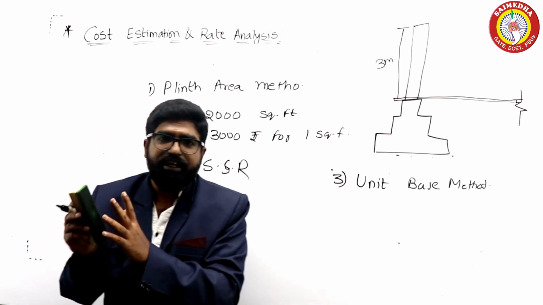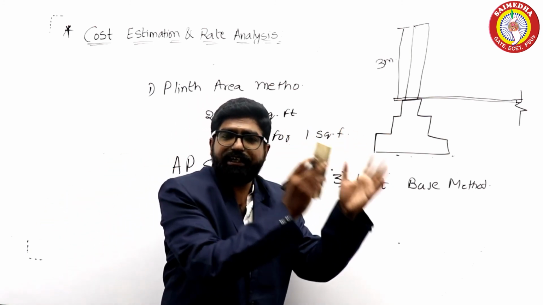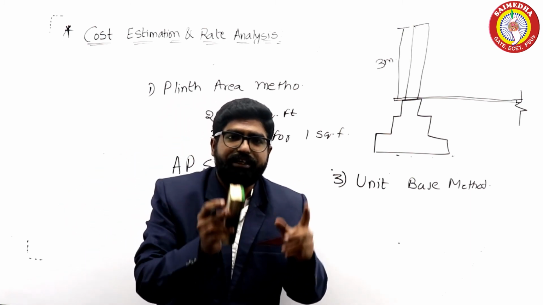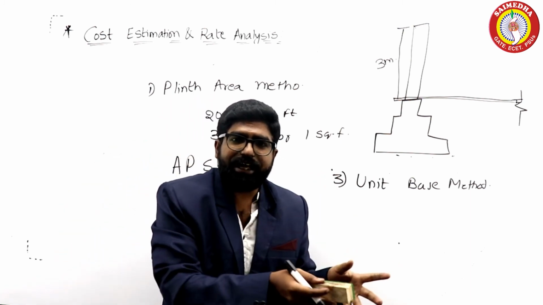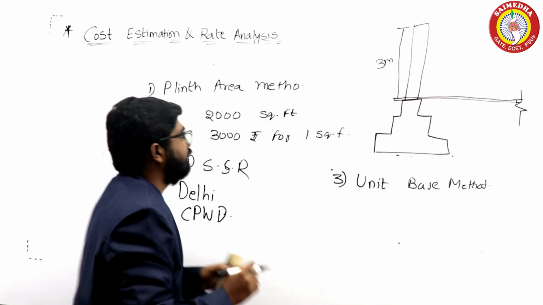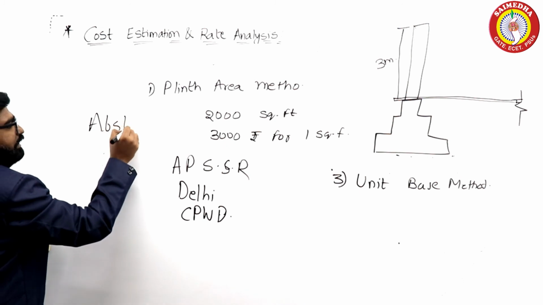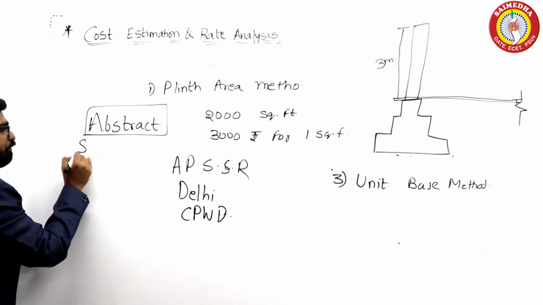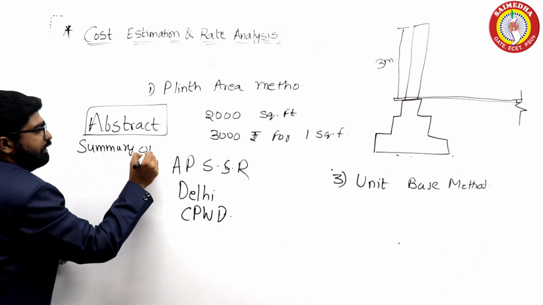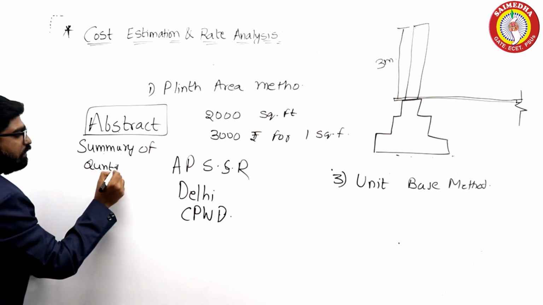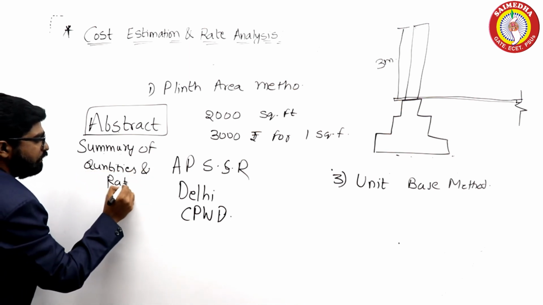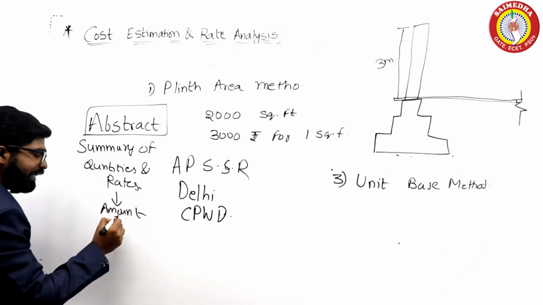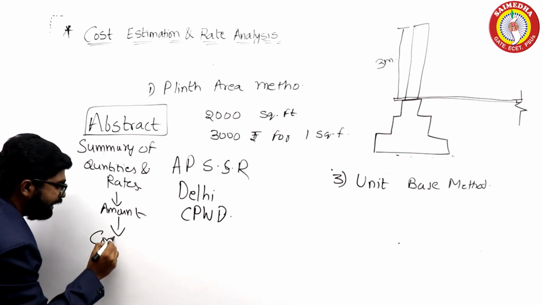Once you get the quantity and rate, you can multiply quantity and rate and get the amount, and the addition of all the amounts gives you the contract value. So this summary of quantities, rates, and getting the amounts is known as the abstract of estimates. I am writing here, abstract, ABSTRACT, abstract of estimates. This abstract of estimates is the summary of quantities and rates, and by multiplying these two, I will get the amount, and by adding all the amounts, I will get the contract value.